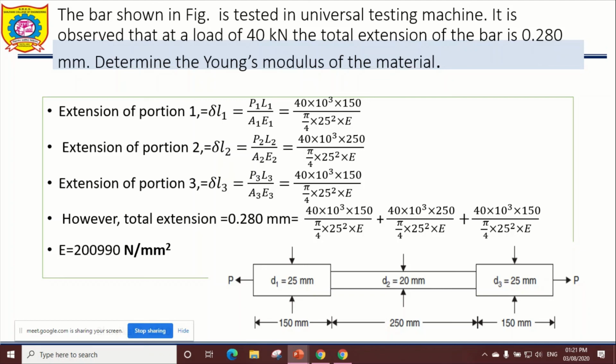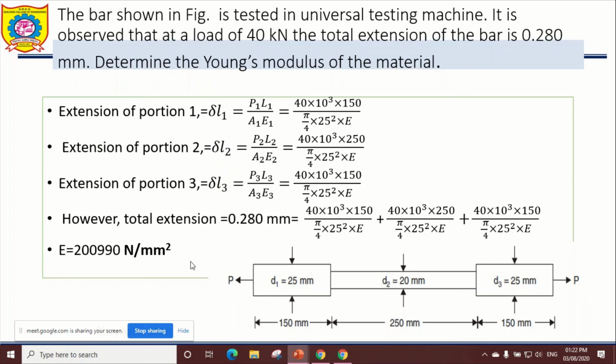Yes, yes, same answer. Same answer, 2,00,000. Actually we are expressing the value of E in terms of 10 raised to 5. So 2.00 into 10 raised to 5 Newton per millimeter square is the answer. So this is the answer I am showing.